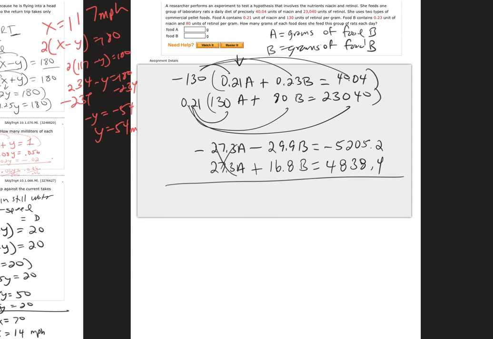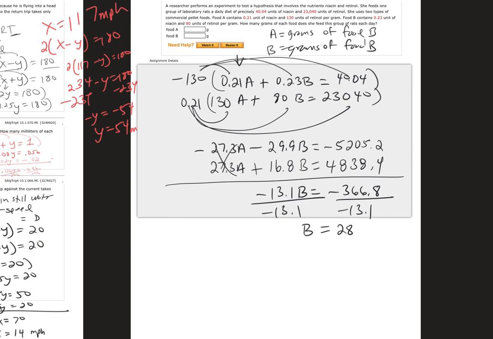When I'm combining my B's, I have 16.8 in the positive, 29.9 in the negative, so negative 13.1 B. And then if I am combining the last part of this, 5.2, this is negative 366.8. I'm going to divide both sides by negative 13.1. I'm going to get 28 for B, 28.